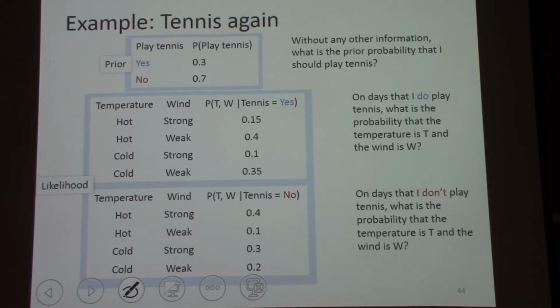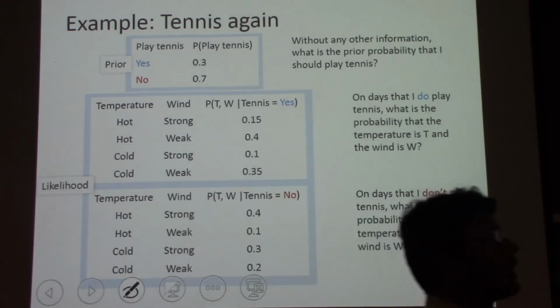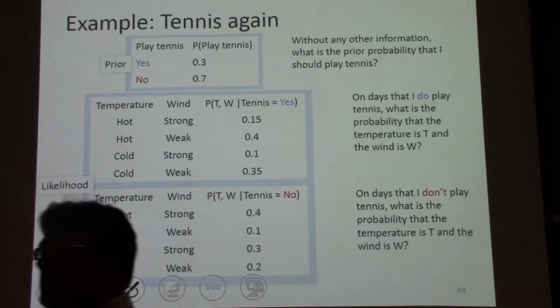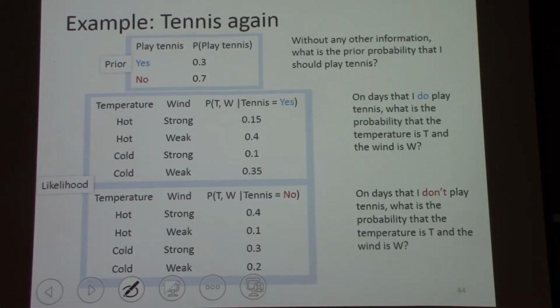So the prior is simply a probability of the label. It basically has two values, a probability for yes and a probability for no, and they should add up to 1. That's simply saying, in the absence of any information, should I play tennis or not? The likelihood says, on days that I do actually play tennis, what is the distribution over the observations, over the temperature and the wind? For example, the first row there says, given that play tennis equals yes, the probability that the temperature is hot and the wind is strong is 0.15, and so on. So your likelihood has to be able to produce one entry for every assignment of the features for every label.